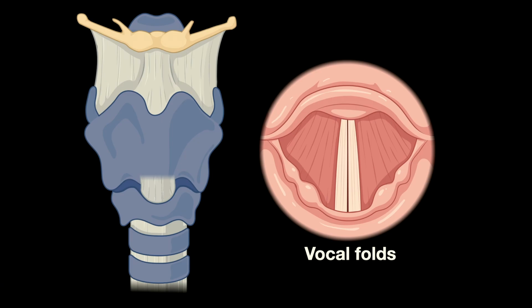So this is an anterior view of your thyroid cartilage, or the Adam's apple, right here. If you touch that and then just hum, you can feel that it vibrates, because directly behind this there are these vocal folds. And these vocal folds open and close.